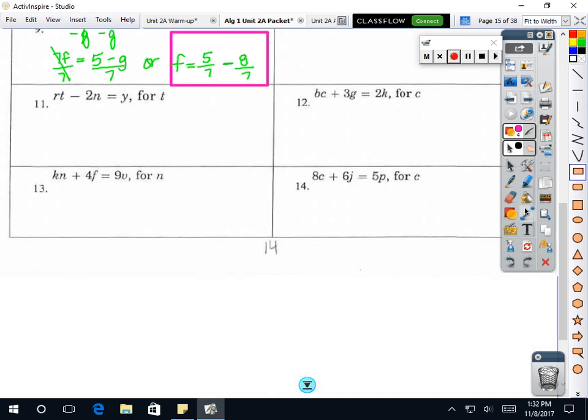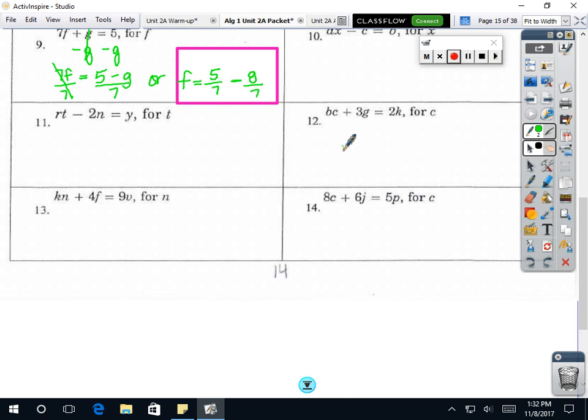Number 11, rt minus 2n equals y, and we're going to solve it for t. What do I do first? Right, I want to move that entire term away from the t. I'm not trying to separate the 2 from the n. I'm trying to move the entire thing away from t. So I add all of it to the other side. So add 2n to both sides. On this side it cancels, leaving the rt. And on the right side it becomes y plus 2n.